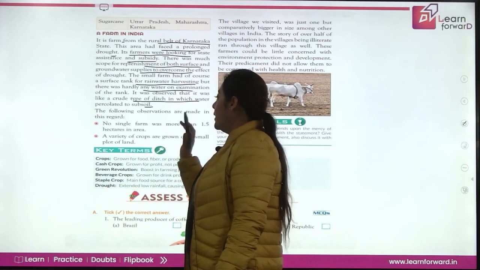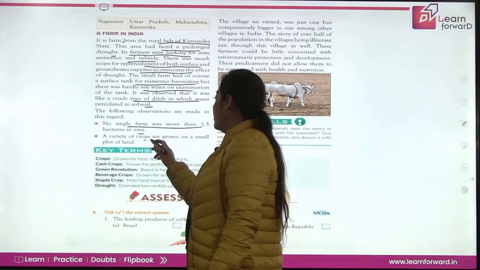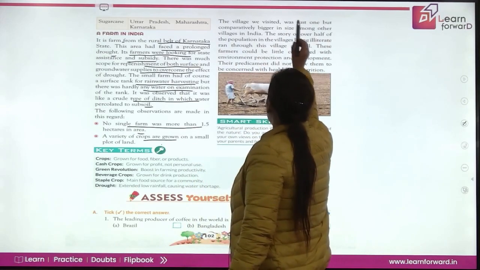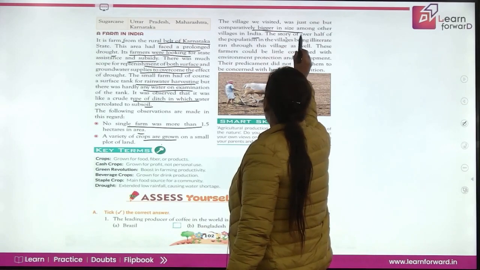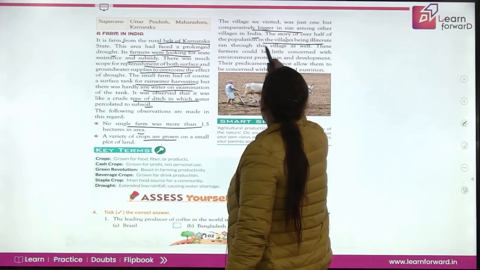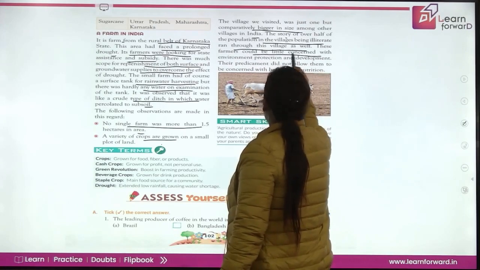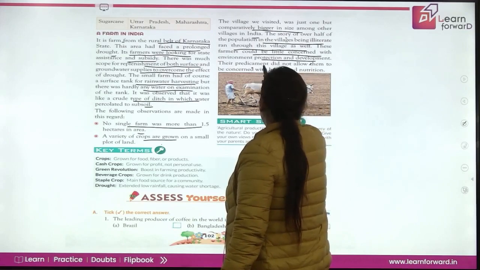तो उसमें एक ऑब्जर्वेशन बना, no single farm was more than 1.5 hectares in area. A variety of crops are grown on a small plot of land. The village we visited was just one but comparatively bigger in size among the other villages in India. The story of over half of the population in the villages being illiterate ran through the village as well. These farmers could be little concerned with environmental protection and development. Their predicament did not allow them to be concerned with health and nutrition.